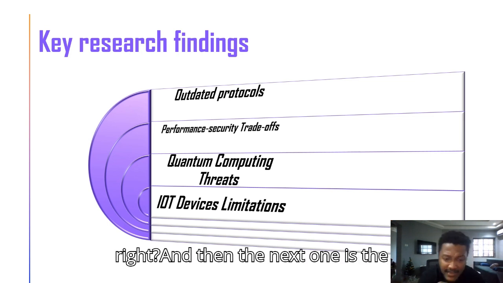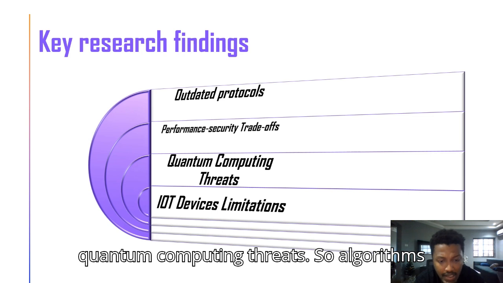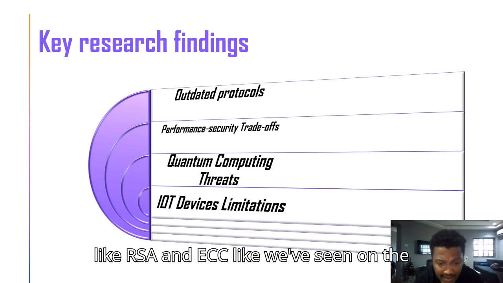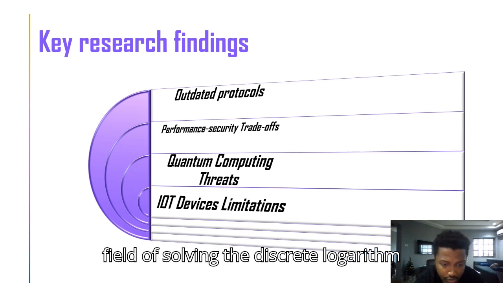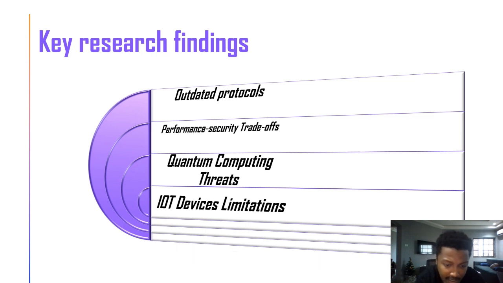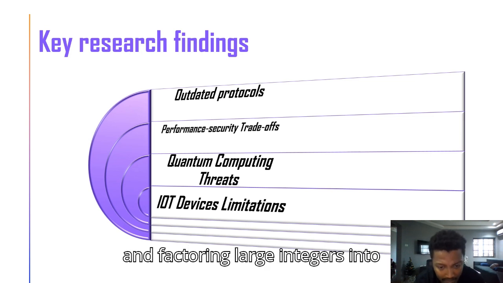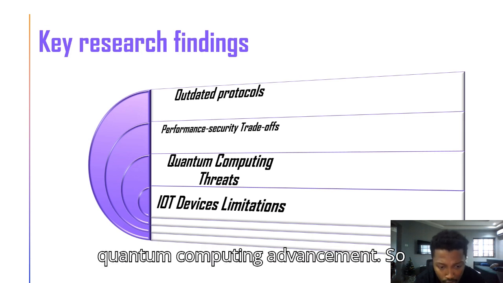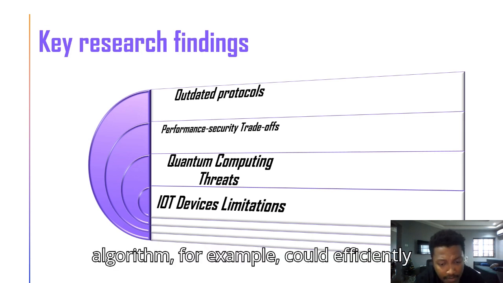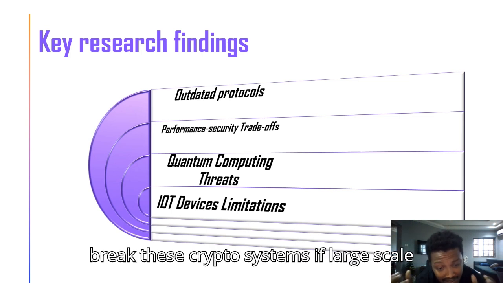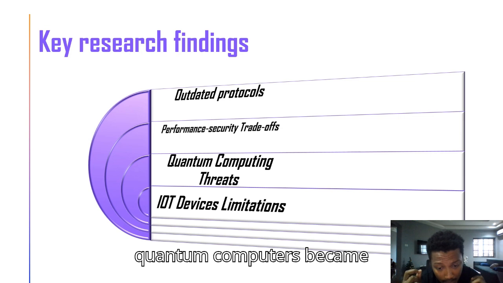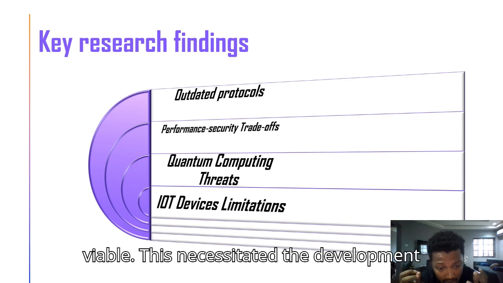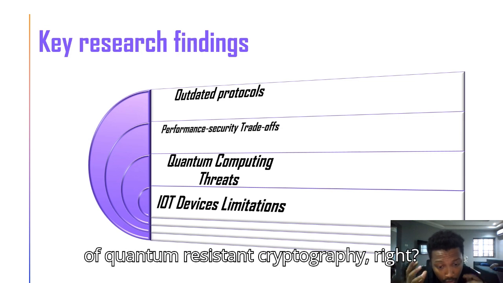And then the next one is the quantum computing threat. Algorithms like RSA and ECC, like we've seen, rely on the difficulty of solving the discrete logarithm and factoring large integers into prime numbers, and are at risk from quantum computing advancement. Shor's algorithm, for example, could efficiently break these cryptosystems if large-scale quantum computers became viable. This necessitates the development of quantum-resistant cryptography.